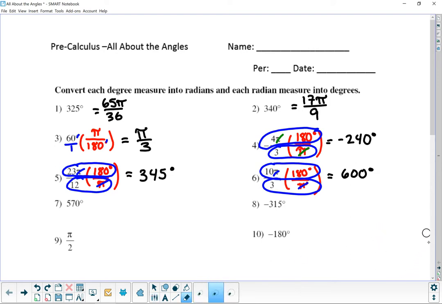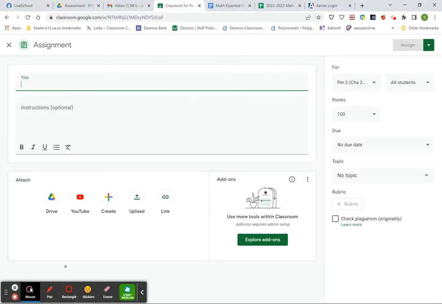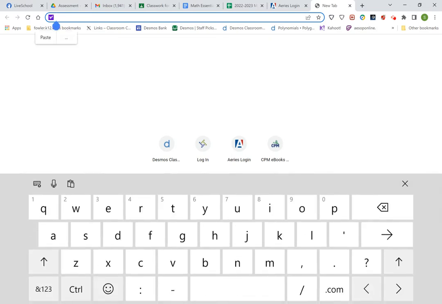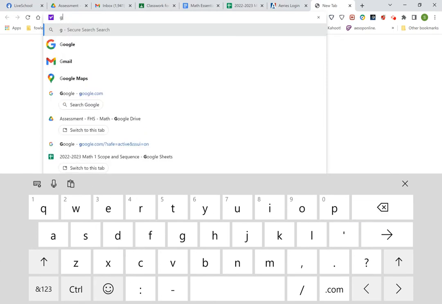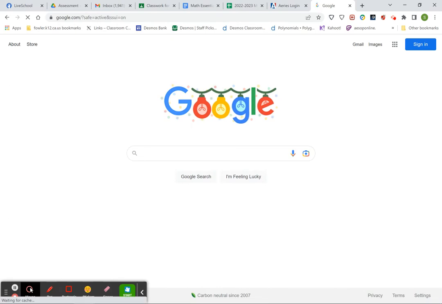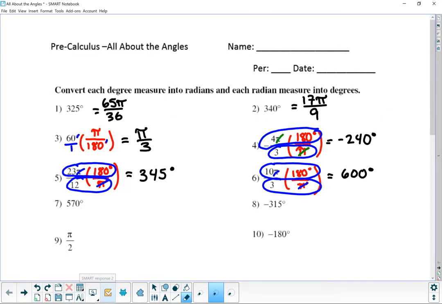And you can always check with Google. If you type in 600 degrees to radians, it'll tell you it's 10 pi over 3. Actually, let's check it out really quick. Let me go to Google.com. This is a way to cheat, yes.